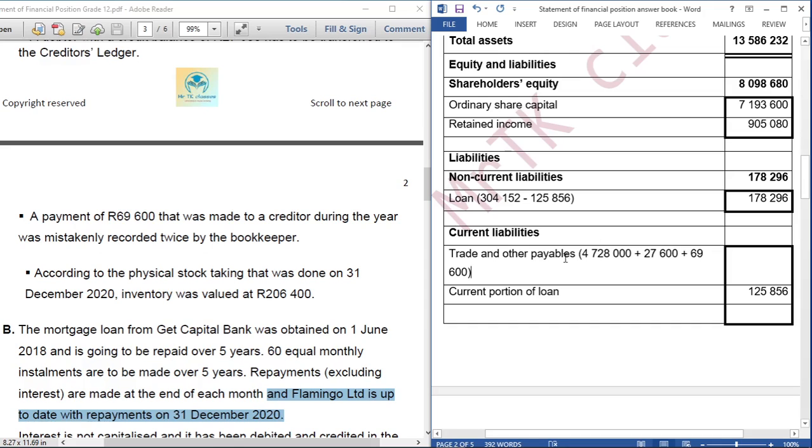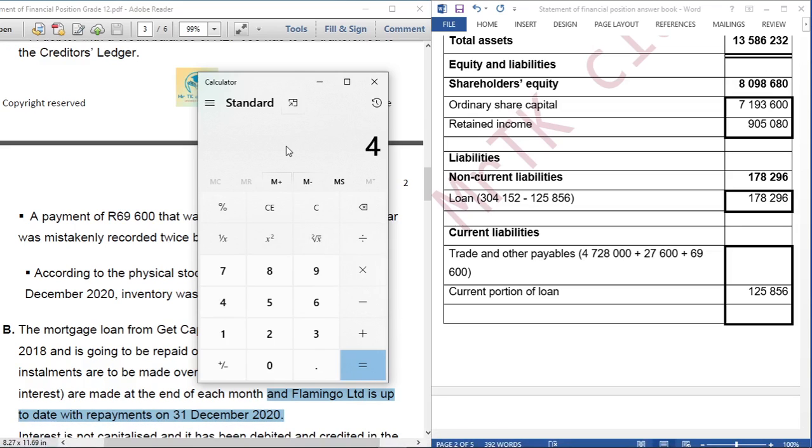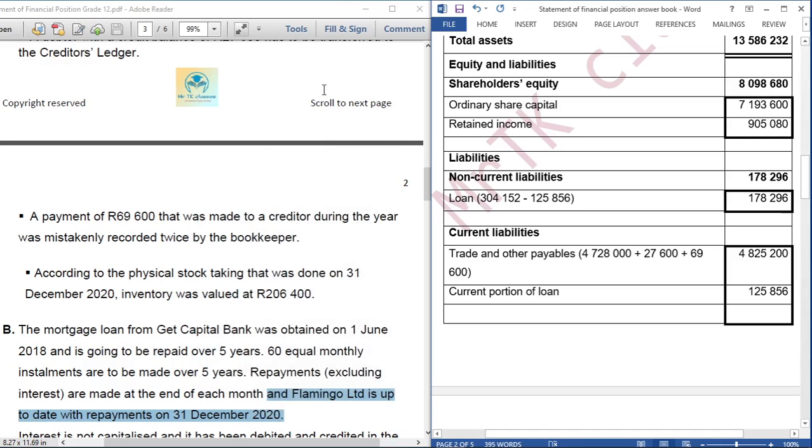So now what do we get then? We are going to say 4,728,000 plus 27,600 plus 69,600. Do we have anything else there? We are going to get 4,825,200.